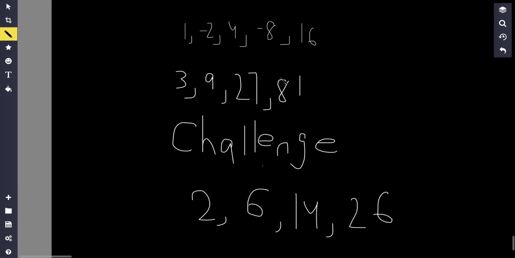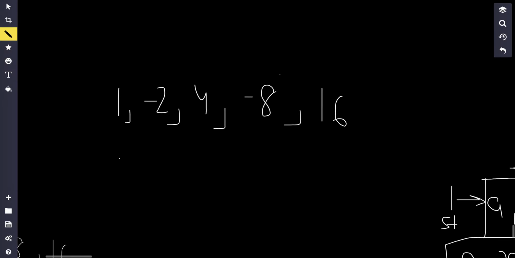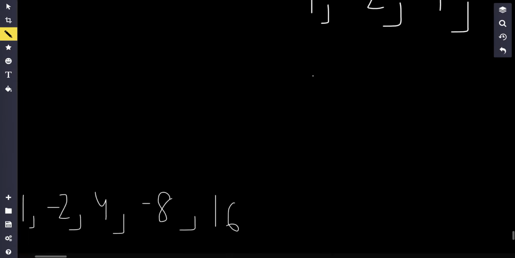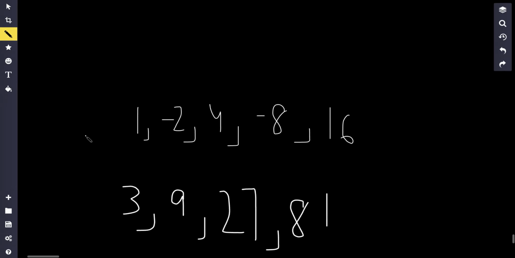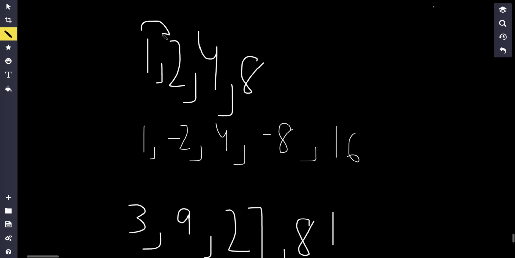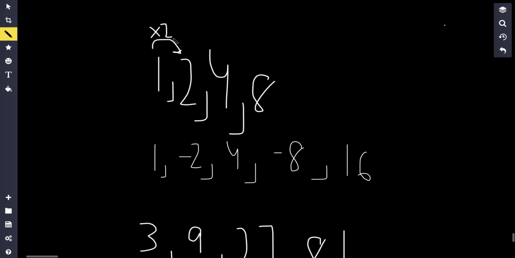All right. So for the first one, this is looking pretty similar to our first sequence we saw, where it was 1, 2, 4, 8, right? Where our common ratio, the number that we have to multiply by to get from one term to the next, is 2.